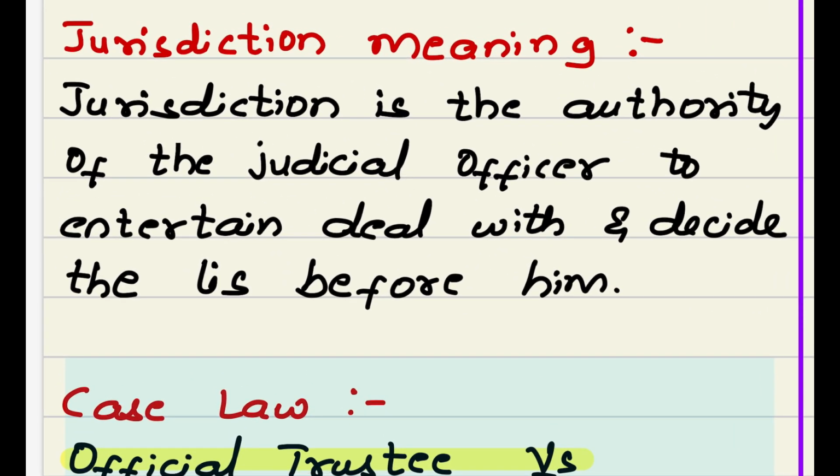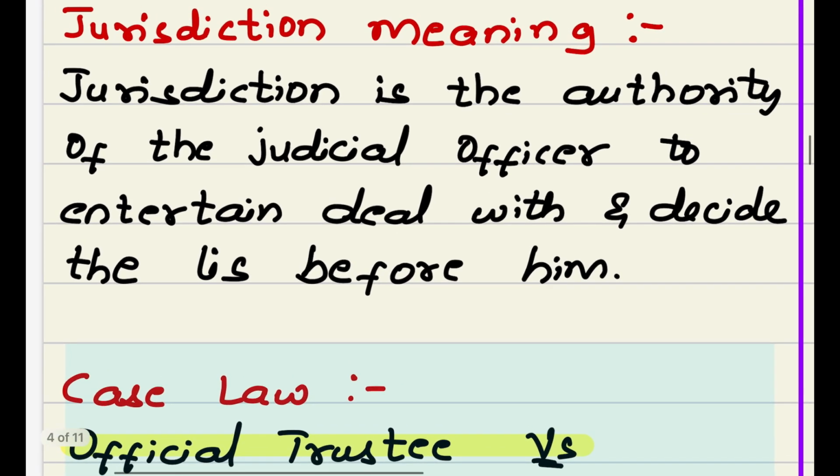Jurisdiction is the authority of the judicial officer to entertain, deal with and decide the suit before him. So it is the authority of the judge or the judicial officer to entertain the suit or decide the suit before him. It is called jurisdiction of that judge, judicial officer.